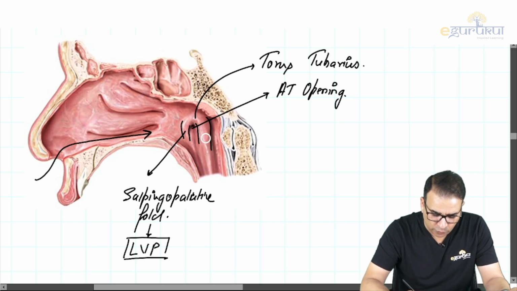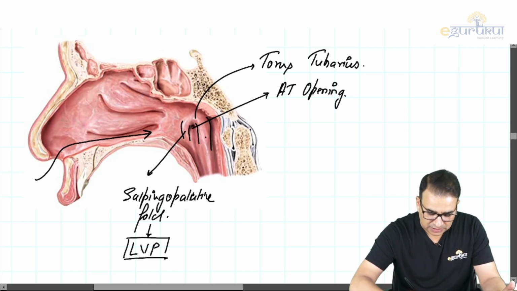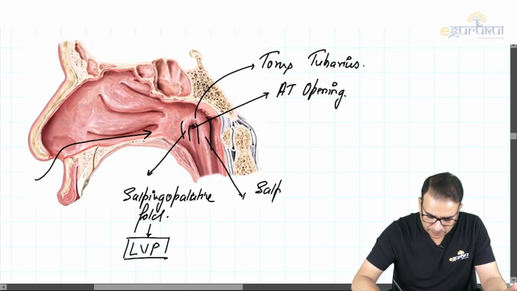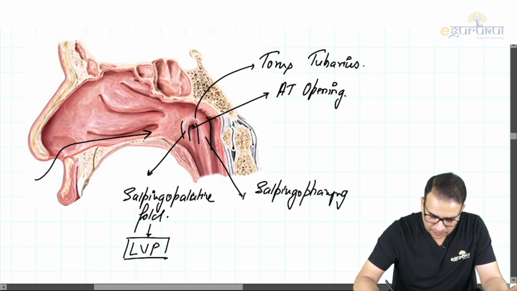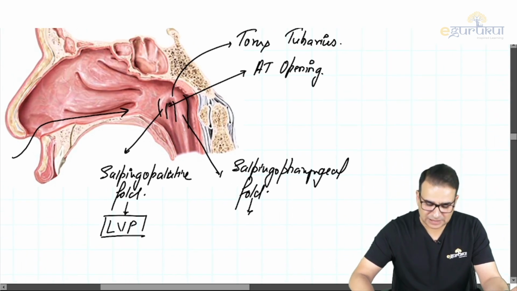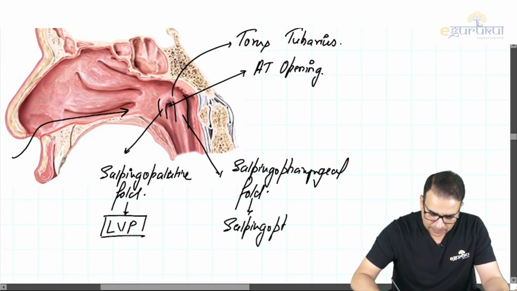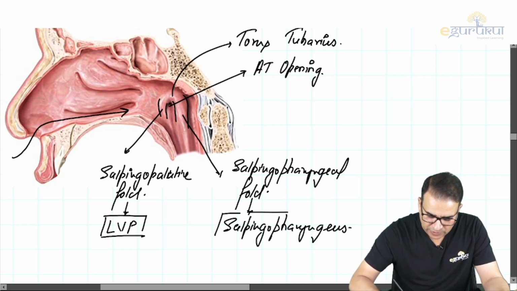And then you can see a fold which is posterior to the eustachian tube, and that fold is going toward the pharynx. This fold here is called the salpingo-pharyngeal fold. And deep to this salpingo-pharyngeal fold, we have a muscle with the same name. The muscle is salpingopharyngeus, the salpingopharyngeus muscle.